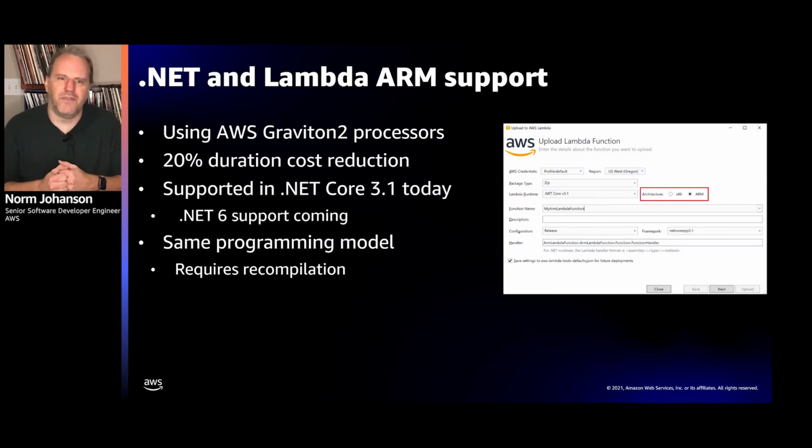Lambda released ARM support last fall, and this is a really interesting feature for us to use. It's using the AWS Graviton2 processor, and it's a very easy way to reduce your cost. You get a 20% duration cost reduction when using ARM. It's right now supported in .NET Core 3.1, and when the .NET 6 runtime comes along, that'll be supported as well. Now, the programming model is exactly the same. Very few Lambda functions would actually need to have any changes done to them to switch over to ARM. But it does require you to recompile your application.